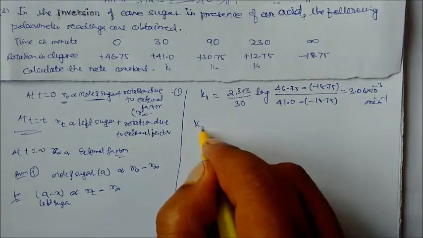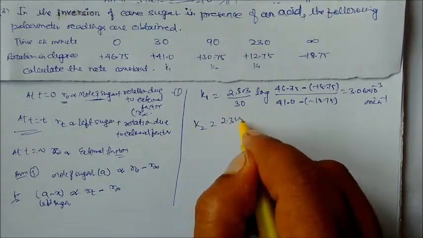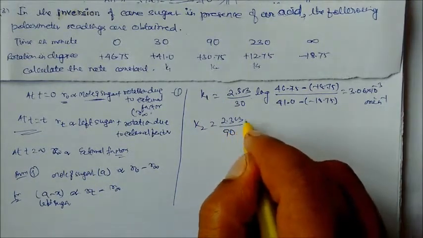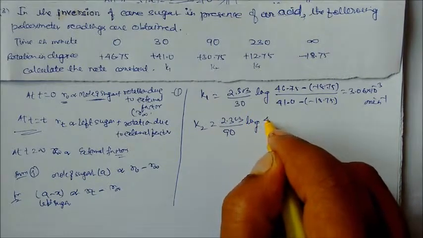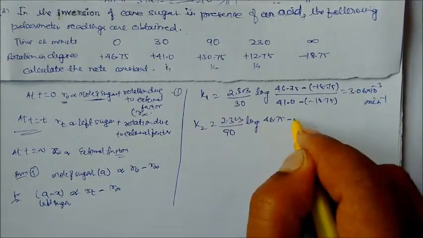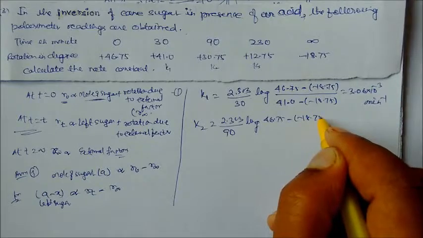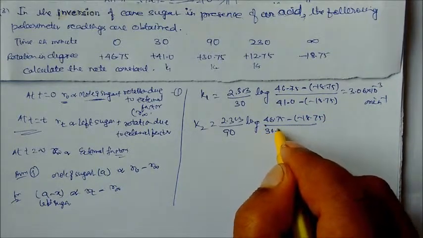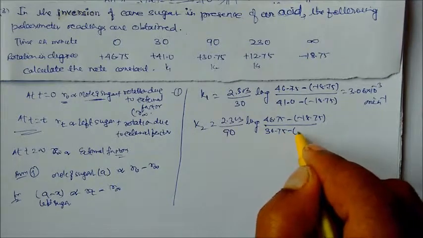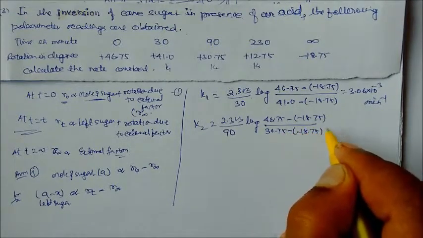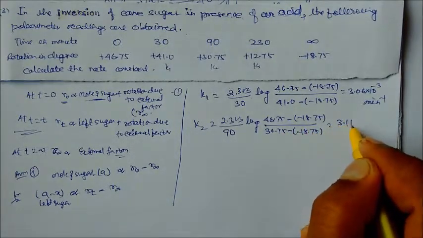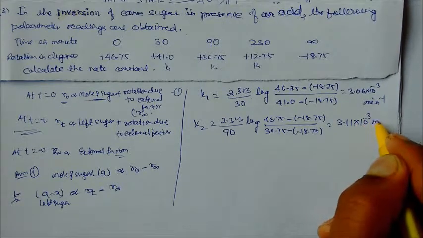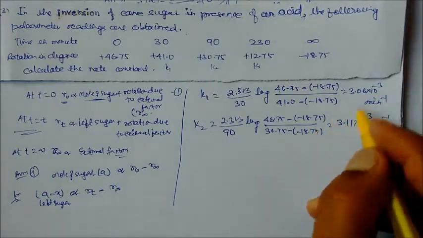Similarly, we can find K2. It is 2.303 over time 90, times log of 46.75 minus 18.75, divided by 30.75 minus 18.75. On solving, you will get 3.11 into 10 to the power minus 3 per minute. This is just slightly different from the first one.